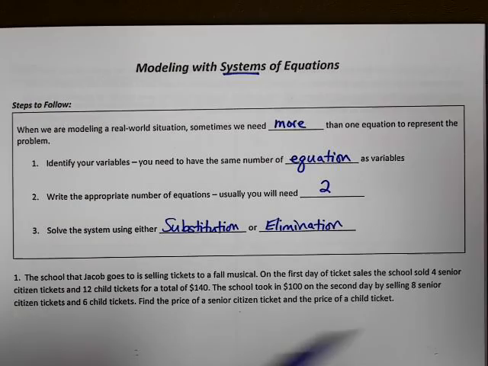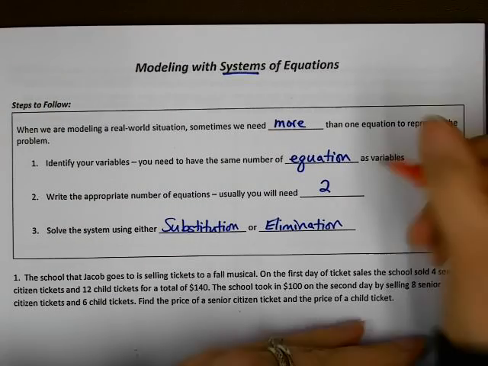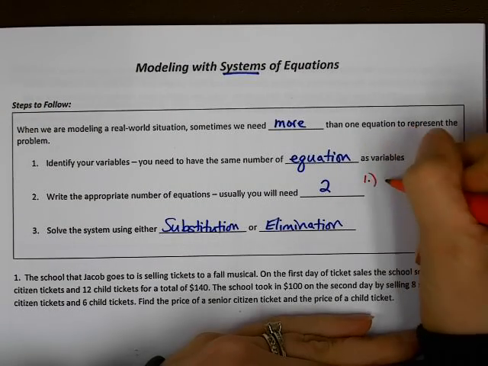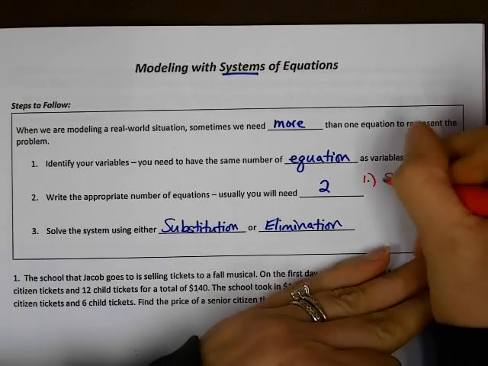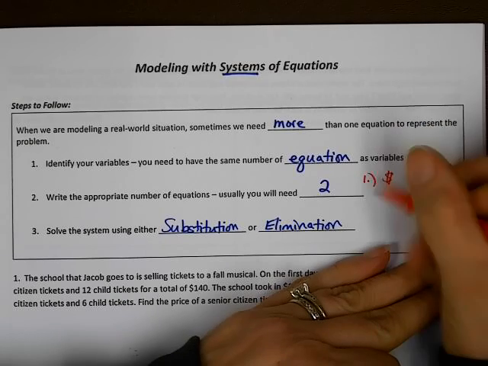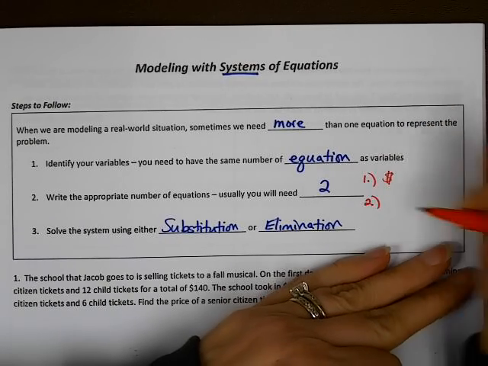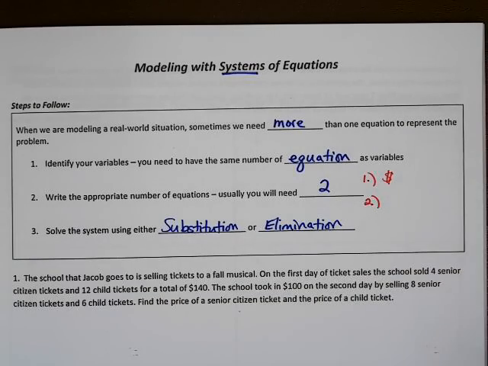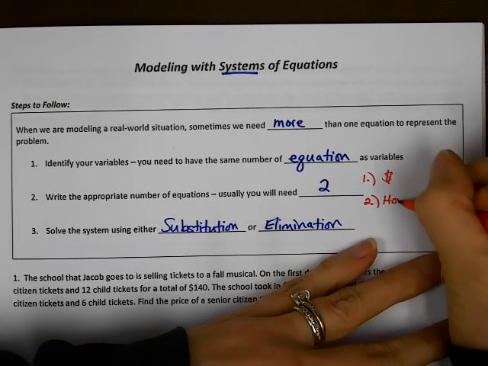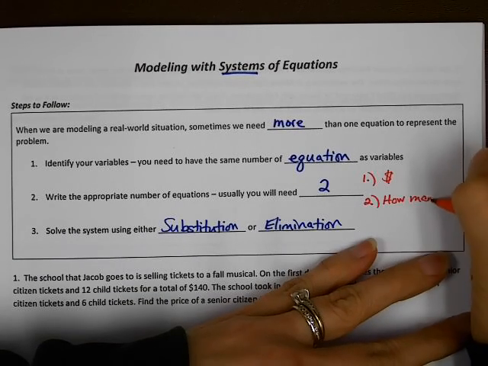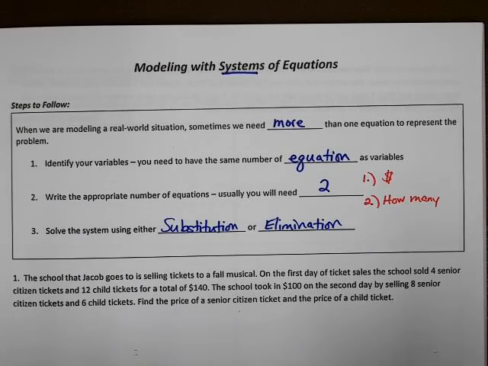Okay, so we're usually going to have two variables. Oftentimes equation number one is usually about money, and then number two is usually like how many. So if it's money, it's going to be dollars and cents, and then there's usually like how many. Okay, let's take a look at this one here.